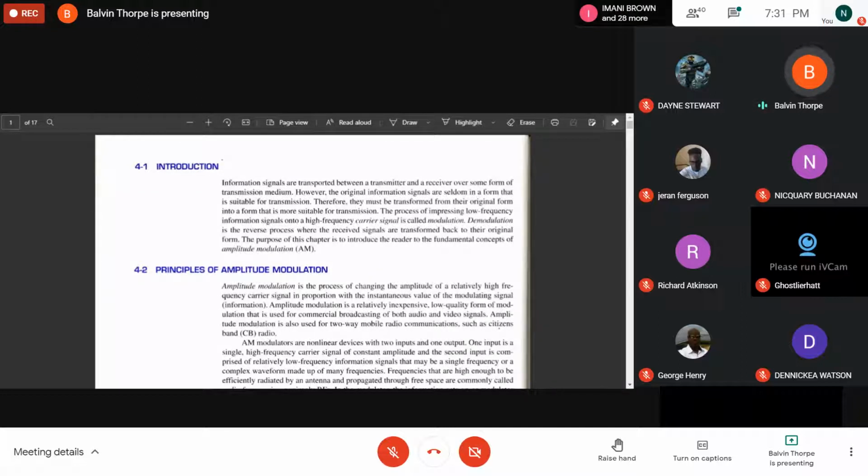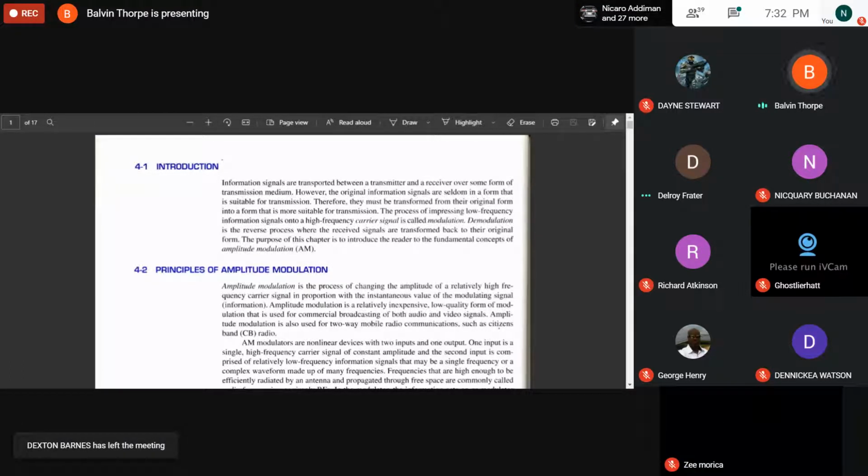So you have a carrier wave that has higher amplitude, higher frequency, and that higher amplitude, higher frequency carrier wave, its properties are going to vary based on the modulating signal or the information. The modulating signal and the information signal are the same. They're interchangeable in terms of speaking about amplitude modulation, all right?